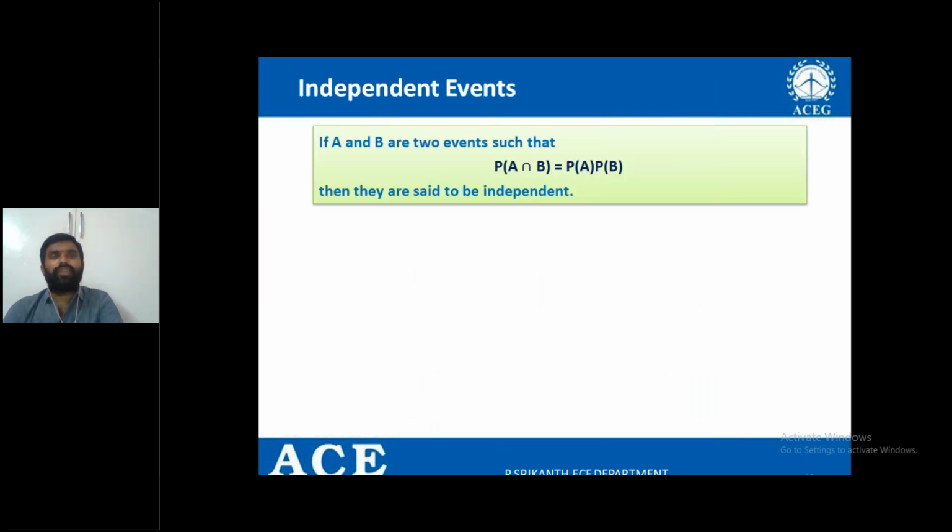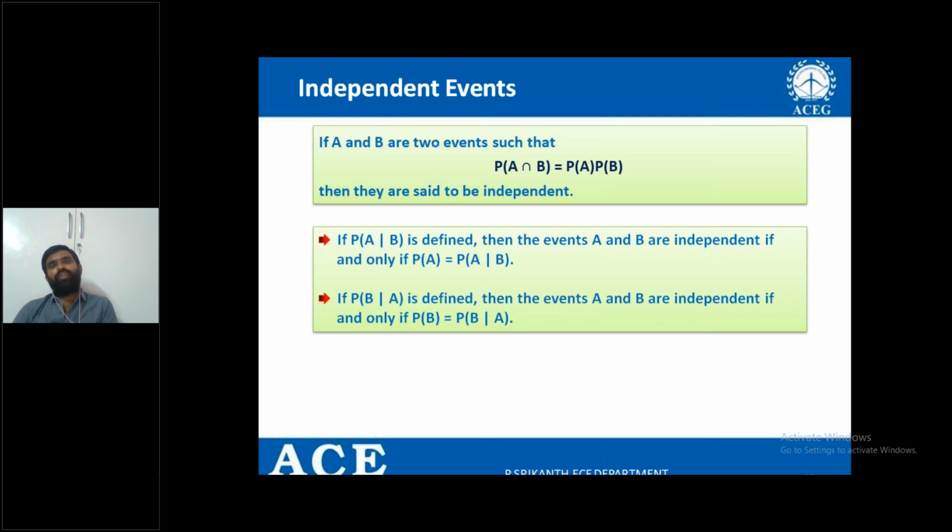Another one is independent events. Independent events in the sense that, when can you say the two events are independent? Only if P of A intersection B is P of A into P of B. That is the condition for the two events A and B to be said to be independent, right?